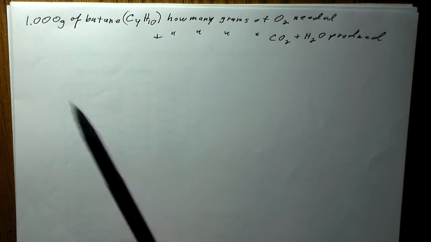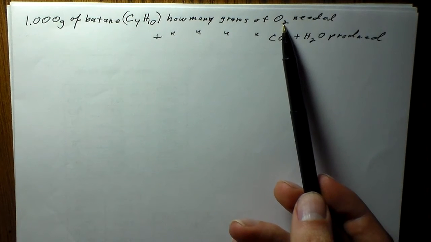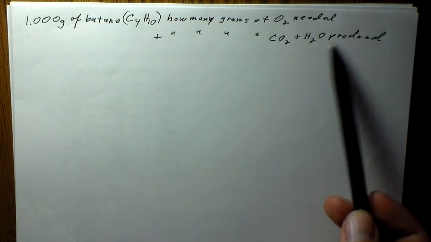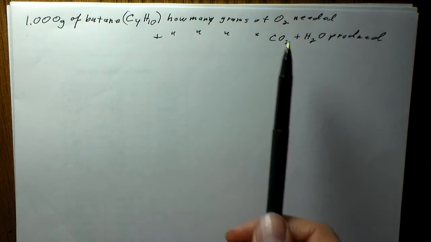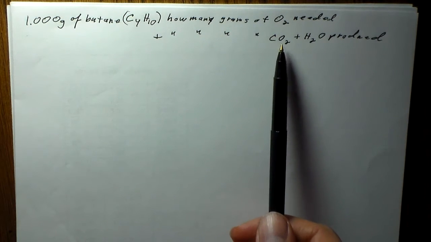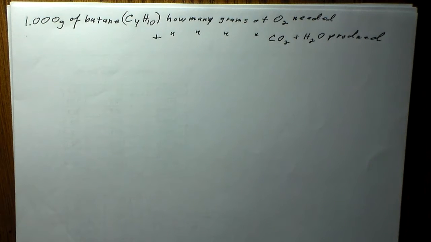Alright, so here's our problem. We're taking 1 gram of butane, we're burning it with oxygen, and we're producing carbon dioxide and water, and we just want to figure out how many grams of oxygen are needed, and how many grams of CO2 and water are going to be produced here.